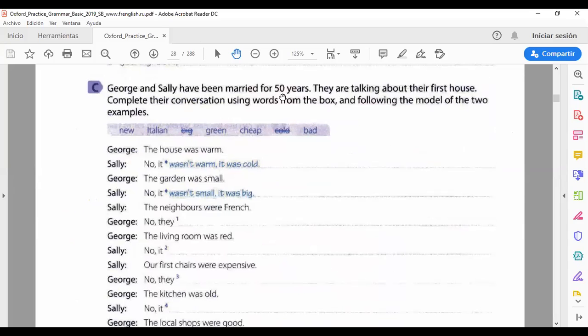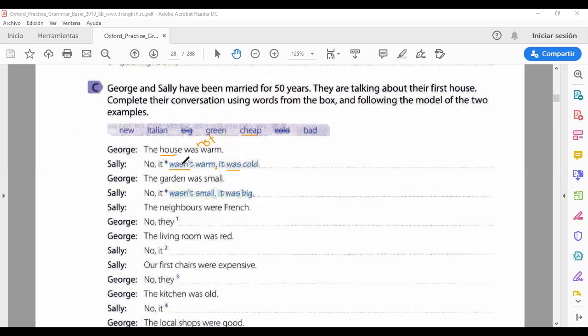George and Sally have been married for 50 years. They are talking about their first house. Complete their conversation using words from the box and following the model of the two examples. Okay, we have two examples. Let's take a look. New, Italian, big, green, cheap, cold, bad. Cheap means barato. Okay, now George, the house was warm. No, it wasn't. Okay, was plus not, because we're talking about a house, singular. No, it wasn't warm, it was cold.